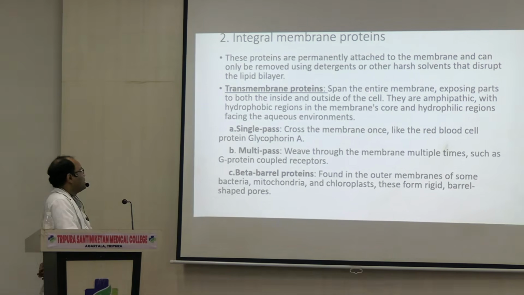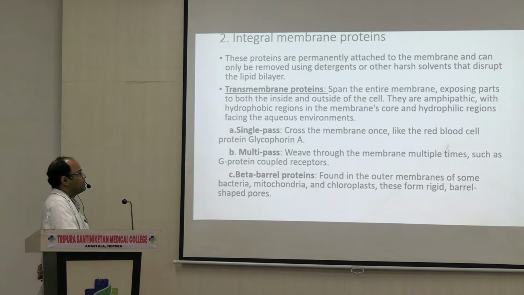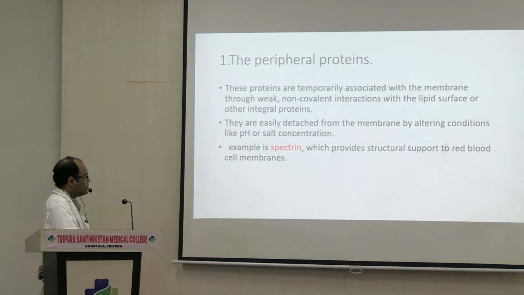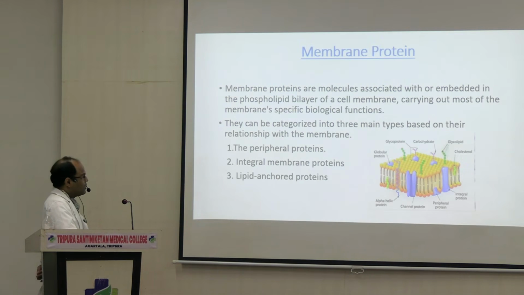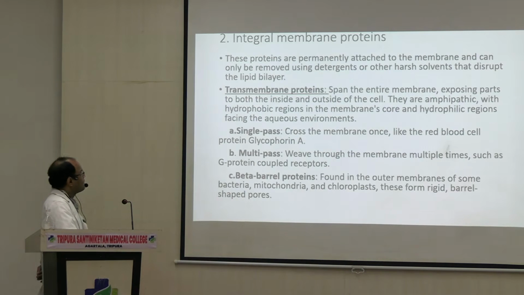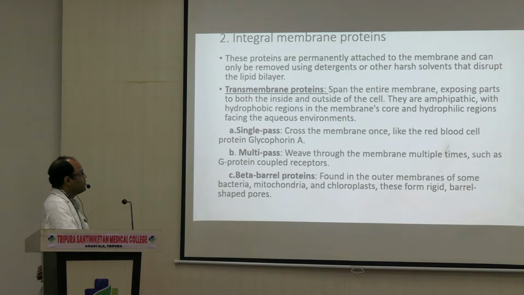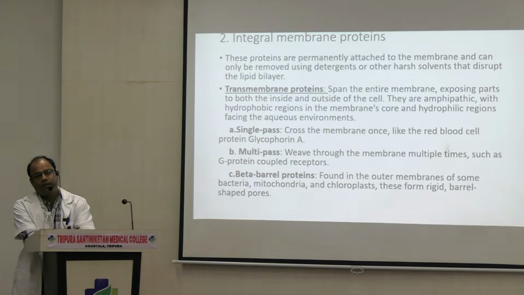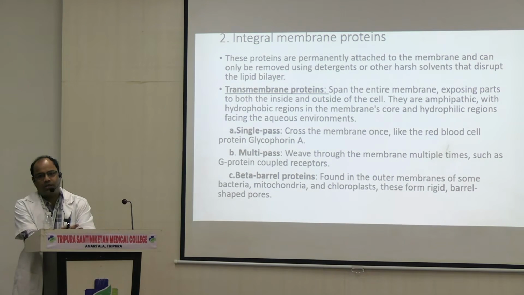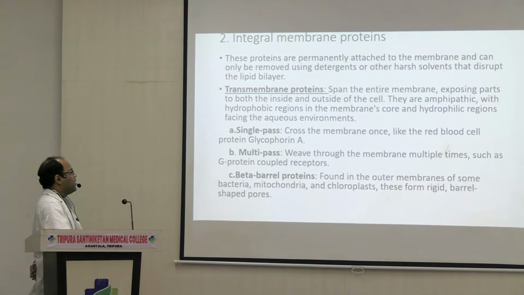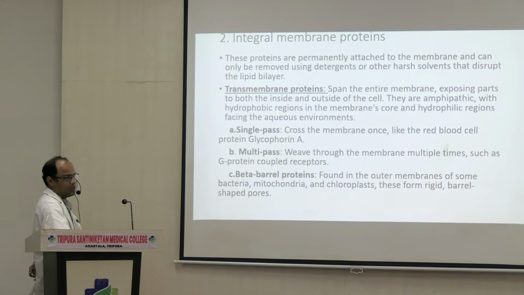Example, transmembrane proteins. These proteins span the entire membrane, exposing part of both the inside and outside of the cell. For example, this is a transmembrane protein. You can see it on the outside as well as inside. They are amphipathic. Amphipathic means they have both hydrophobic and hydrophilic nature, with the hydrophobic region in the membrane core and the hydrophilic region facing the aqueous environment, that is outside.